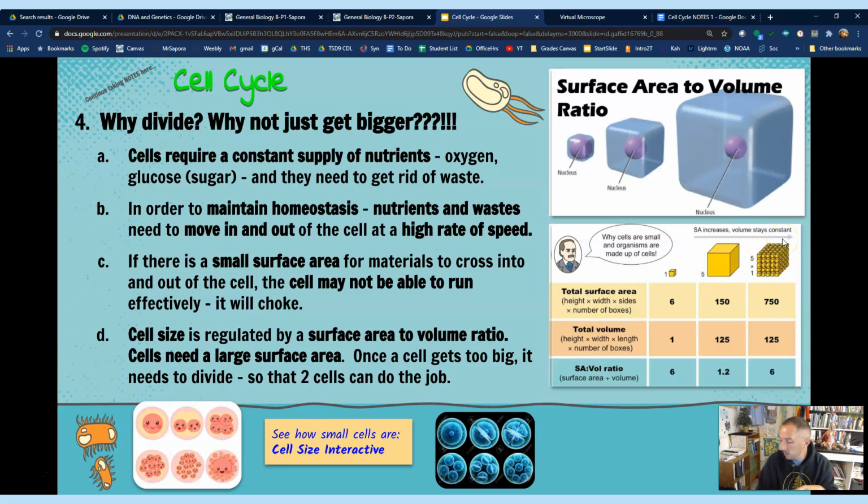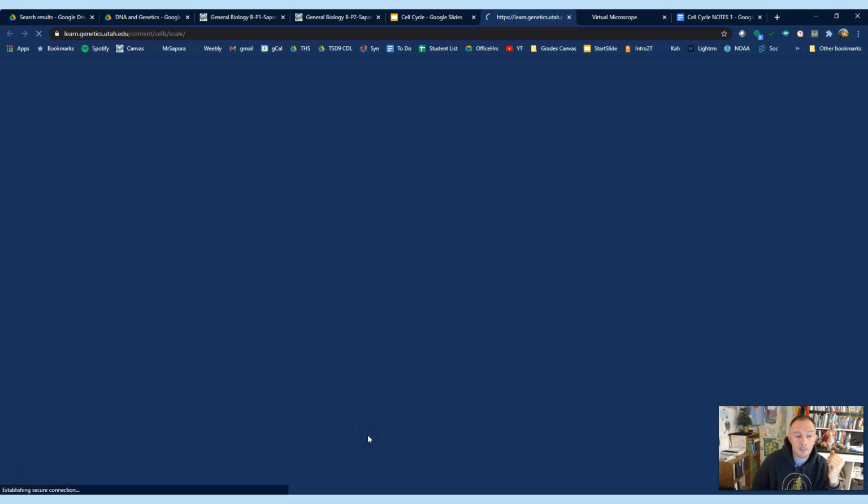Cells run into a problem here. Once a cell gets too big, it can't maintain that homeostasis. It can't maintain that nutrient and waste coming in and out. And it starts to choke. It starts to get bogged down. So the cell's solution to that is to divide. And cell size is regulated by this.